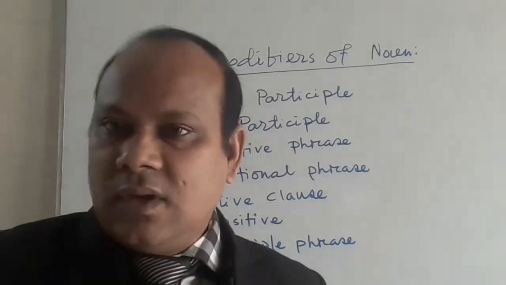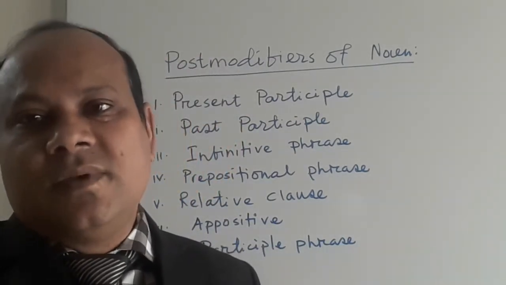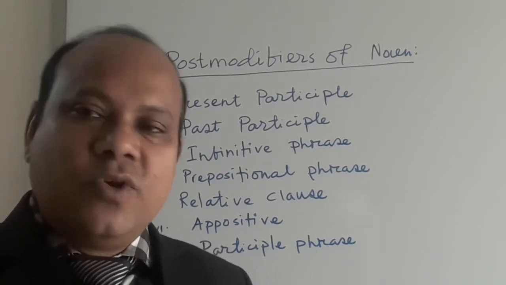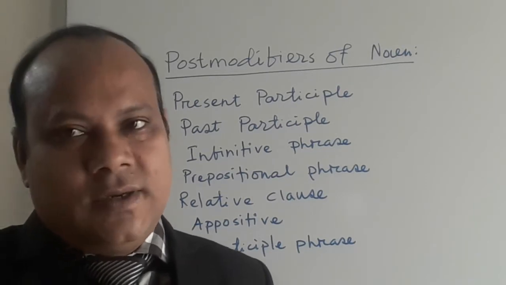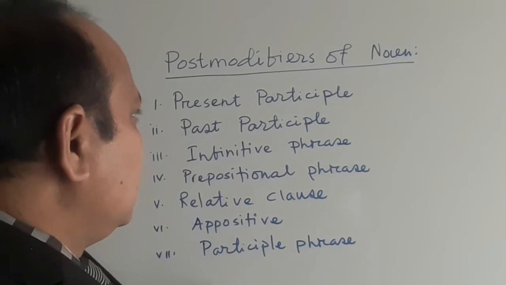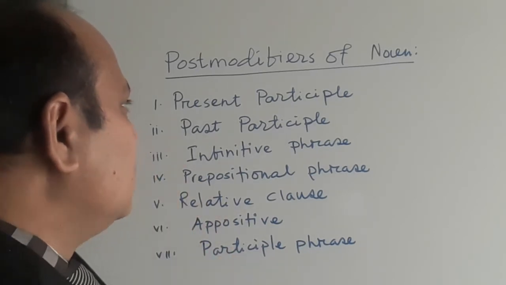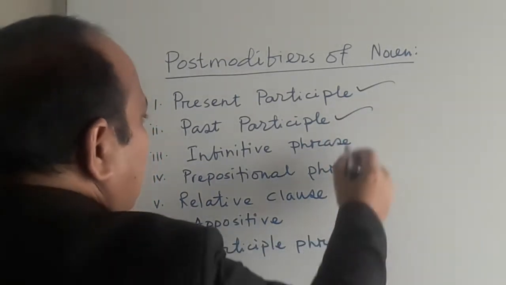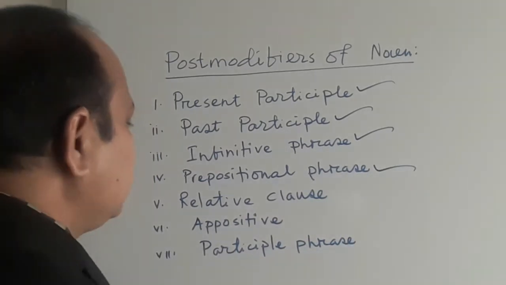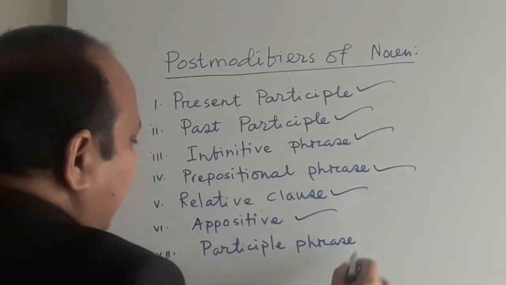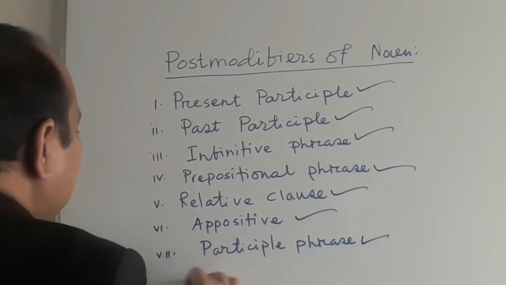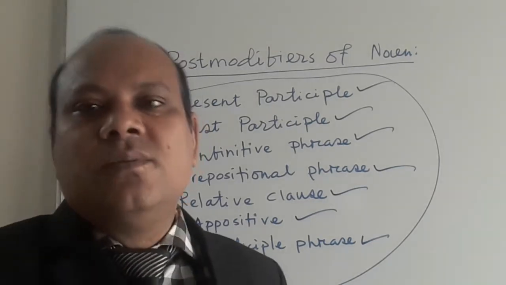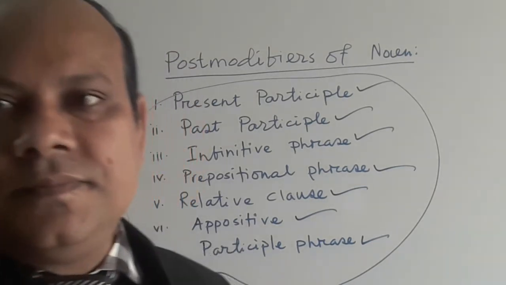Post modifier of noun. I have already told you, post modifier of noun is the modifier that is placed after the noun to modify the noun. And in this segment, for post modifiers of noun, you will be asked to use present participle, past participle, infinitive phrase, prepositional phrase, relative clause, appositive, and participle phrase. These are the post modifiers of noun you are asked to use after the noun to modify the very noun.